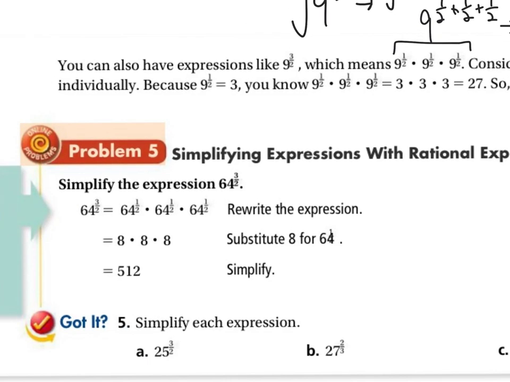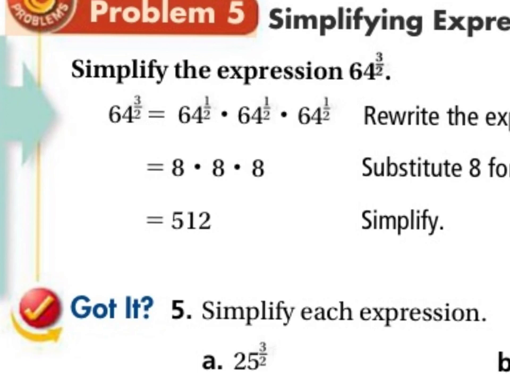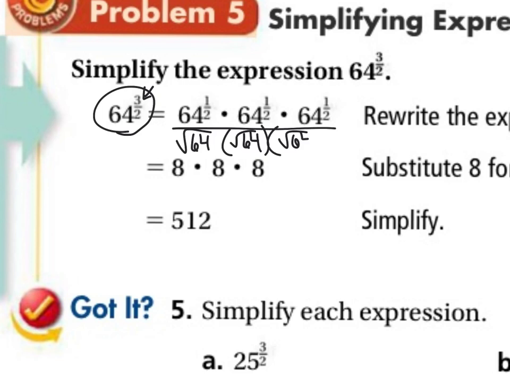So if you look at problem 5, they want us to simplify this expression. So we could put 64 to the 3/2. We could basically split it up: 64 to the 1/2 times 64 to the 1/2 times 64 to the 1/2. And each of those 1/2 powers is the same as the square root. So the square root of 64 times the square root of 64 times the square root of 64. That's the same as 8 times 8 times 8. If you multiply that out, it is 512.